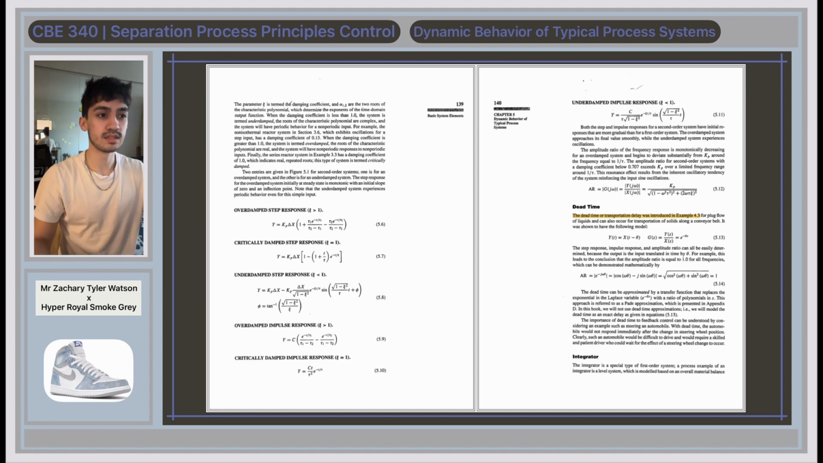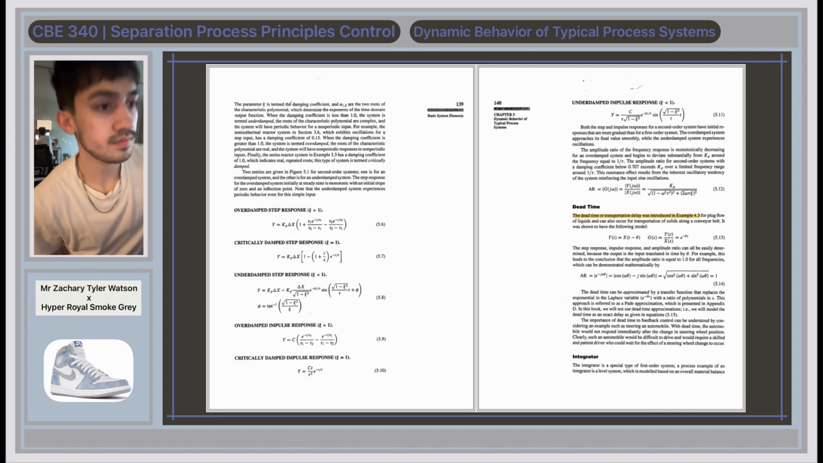So we have equation 5.6, the overdamped step response, relating to t greater than 1. So we're given the output variable as a function of the proportional gain. The input variable is also a function of the time constant and time. Next we have equation 5.7, the critically damped step response. This is where t is equal to 1. And likewise we have the output variable y as a function of the same variables as equation 5.6.